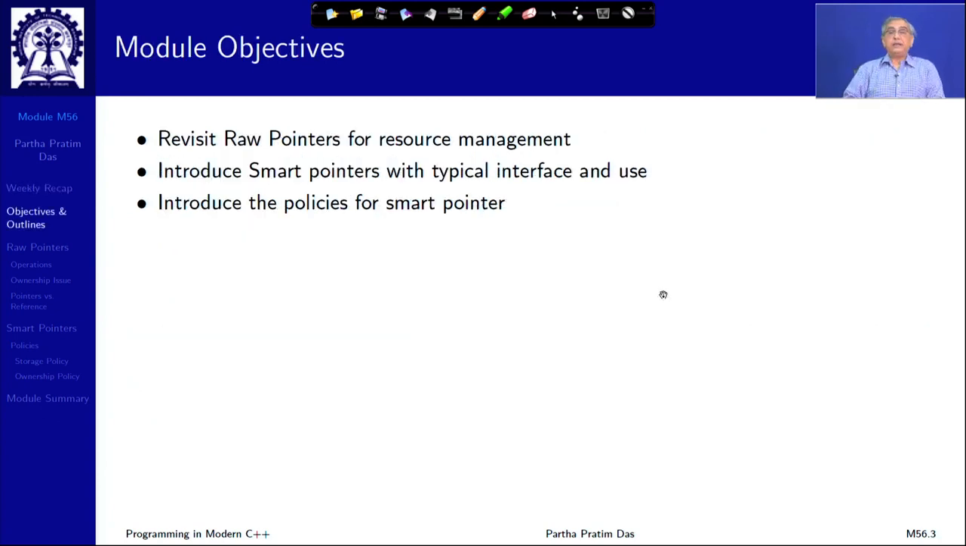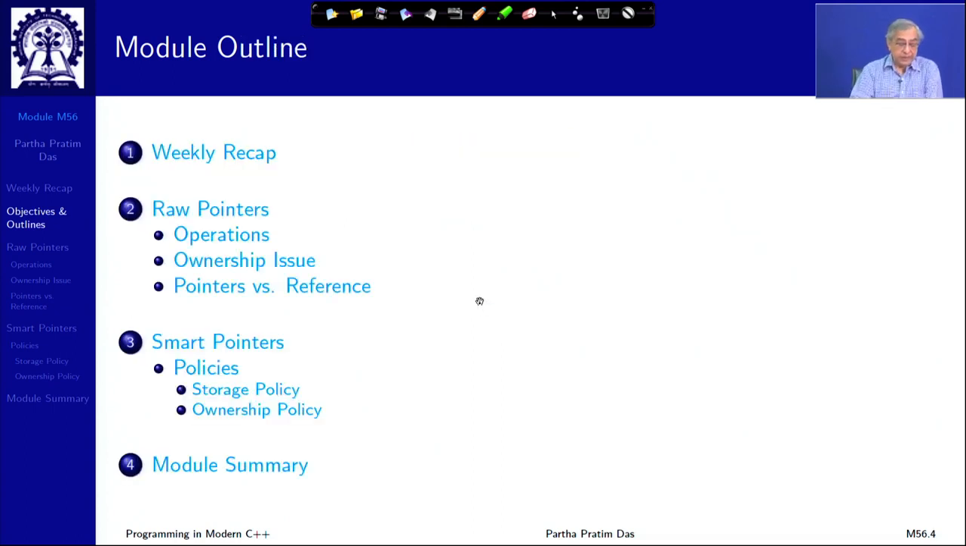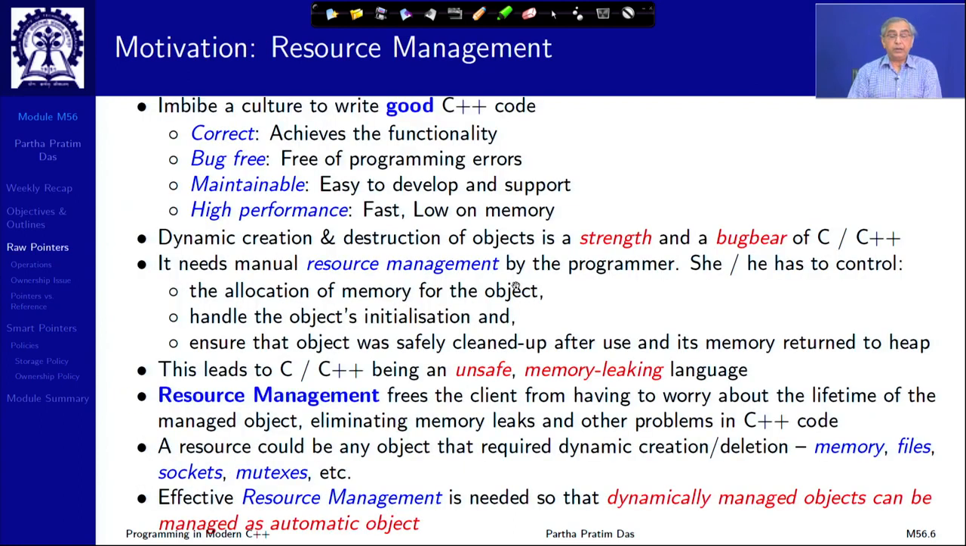In this context, in this module we are trying to discuss resource management using what is known as smart pointers. We will revisit raw pointers for resource management and introduce the smart pointers interface and so on. This is not a language extension. Smart pointers existed in C++ 03 also. It is more like a style of doing things, and it is standard library support that we are going to discuss. So, this is the outline. First, quickly about the raw pointers.